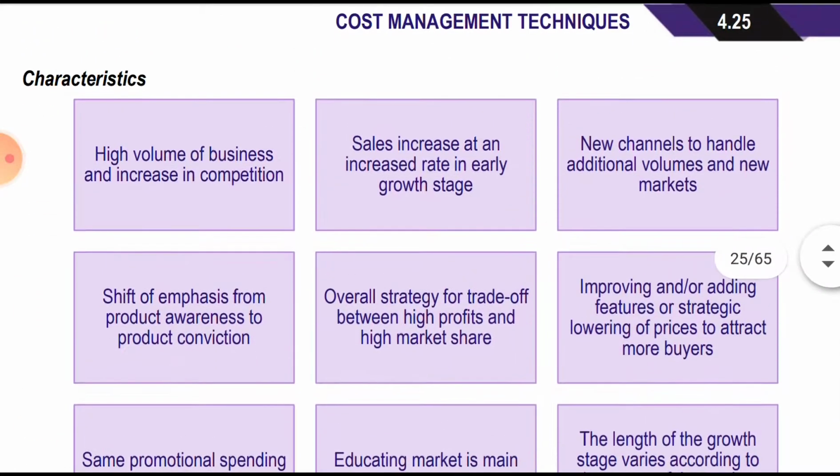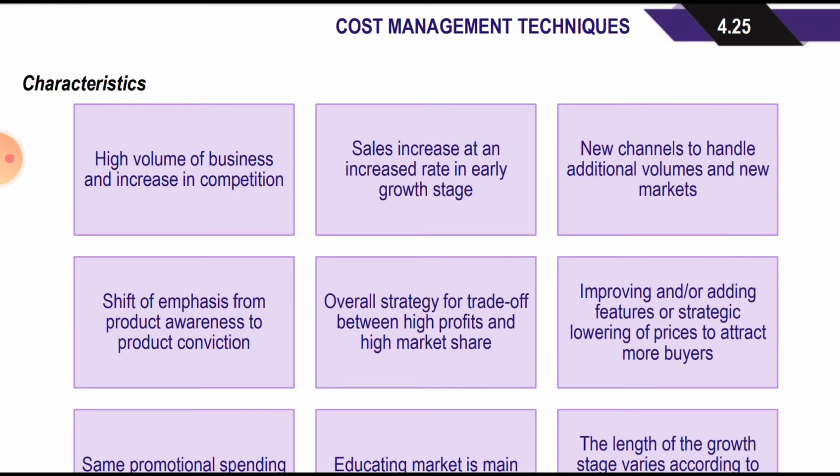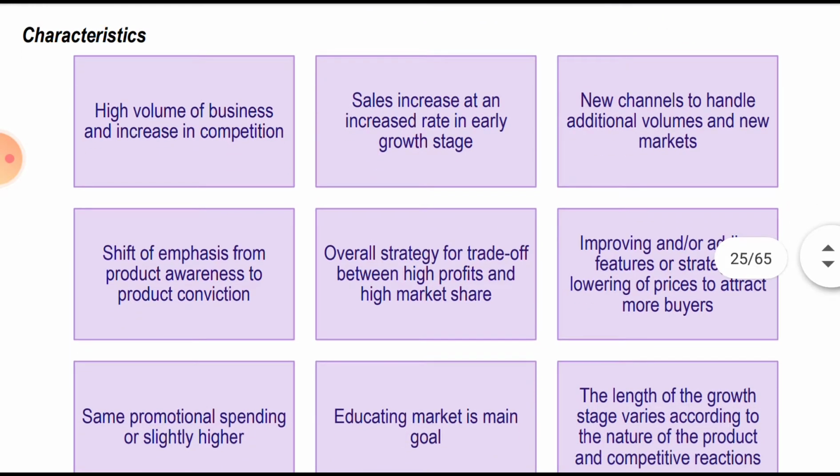Similarly, they have given the growth stage: high volume and increase in competition. So in the growth stage there will be high volume characteristics, then increase in sales and increase in the rate of early growth. Then new channels to handle additional volume and new markets. Shift of emphasis from product awareness to product conviction. Then the overall strategy is a trade-off between high profits and high market share.